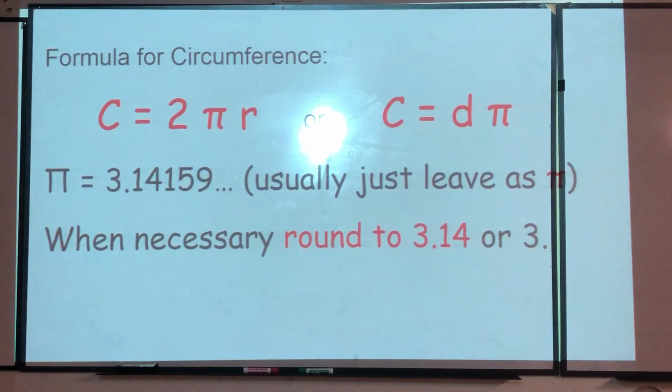Then, what is the formula for circumference? Circumference is found with 2 pi r, or circumference can be the diameter, which is 2 times the radius, times pi. Pi is 3.14159, and it goes forever. Pi doesn't end. So when necessary, we can round pi to 3.14, or depending on the case, even to 3. But usually we just leave our findings with pi.